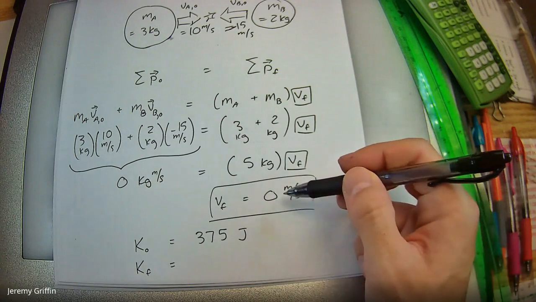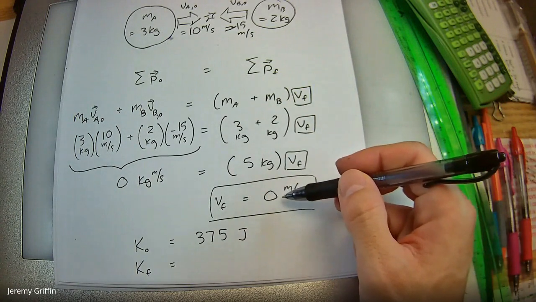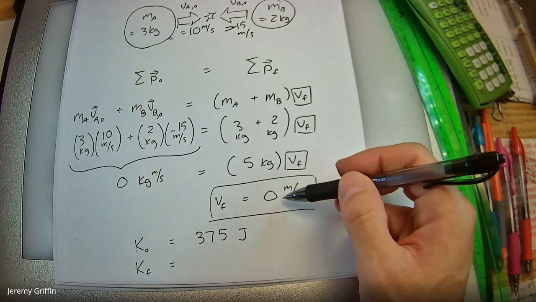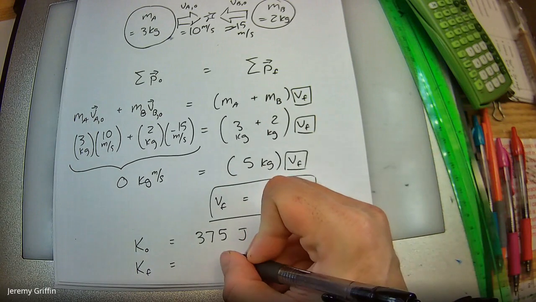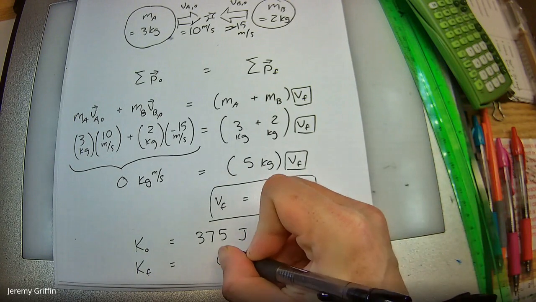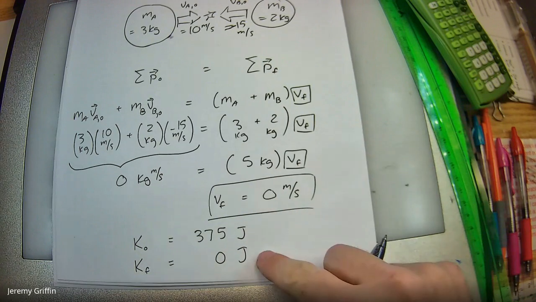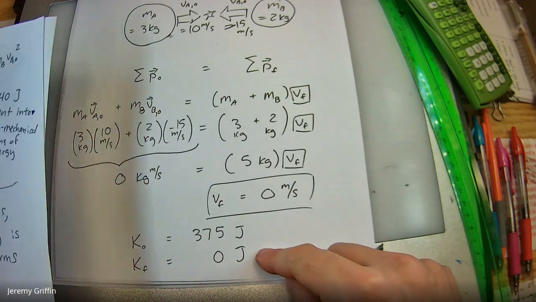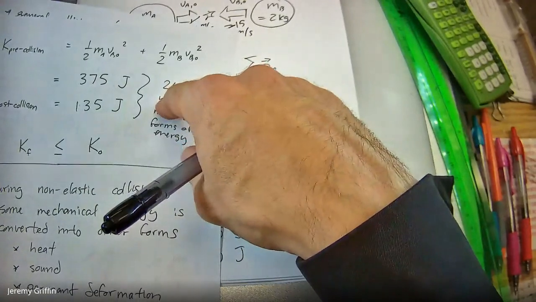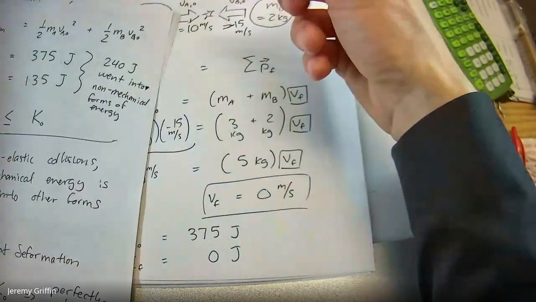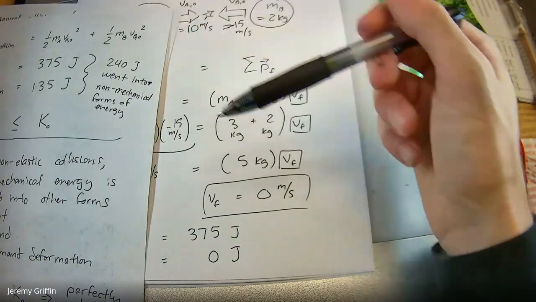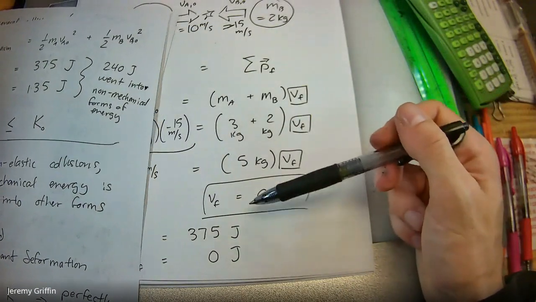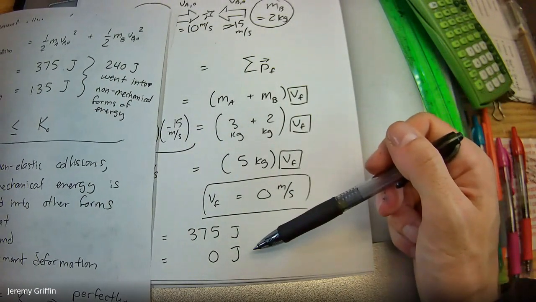But afterwards, if the final speed is 0, and you run 1/2 mv squared for a 5 kilogram blob, then how many joules of kinetic energy? Also 0, right? Ooh, that looks like a bigger change in kinetic energy than the half-deflated tennis balls. With the half-deflated tennis balls, there was a change of 240 joules of kinetic energy. Here, it's all 375 joules of kinetic energy.